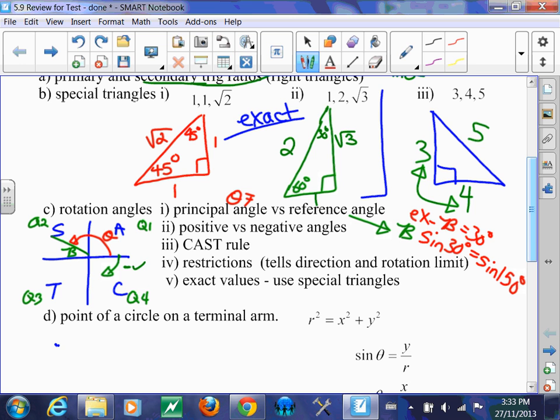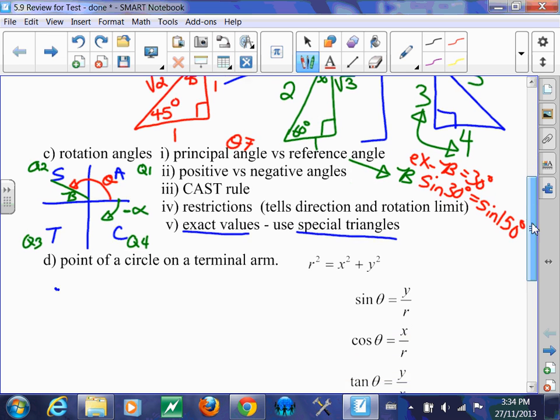So that's going to be, for example, negative alpha going down, okay? The CAST rule, remember, folks, tells us when each ratio is positive, and it also tells you when things are negative. They don't appear there, they are negative. Remember, restrictions tell us the direction and the rotational limit, okay? And remember, if they're asking you for exact values, you're going to use your special triangles.